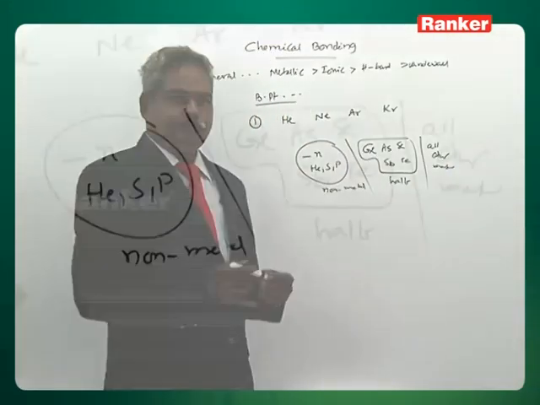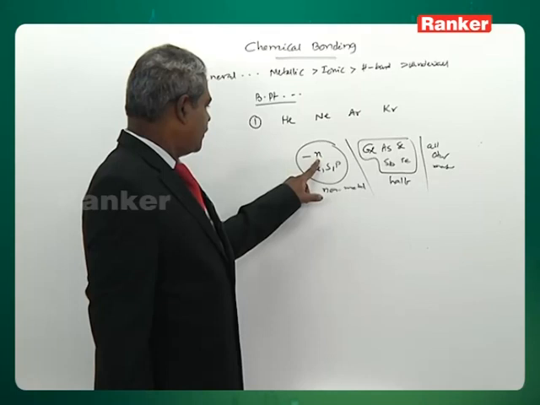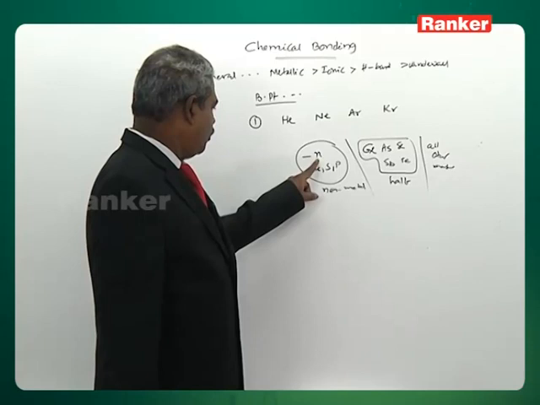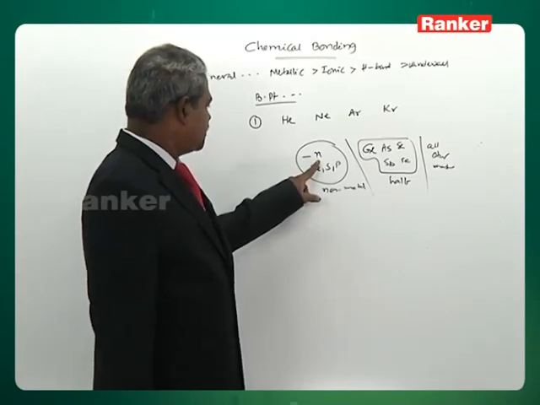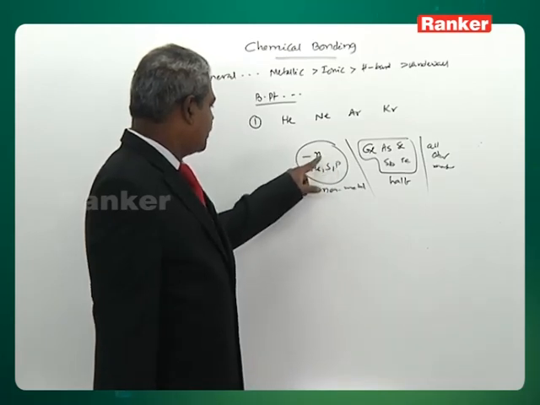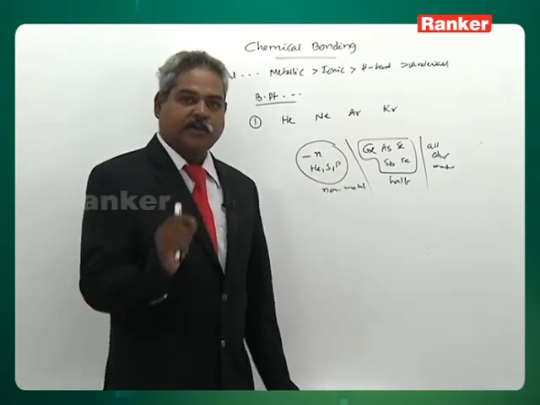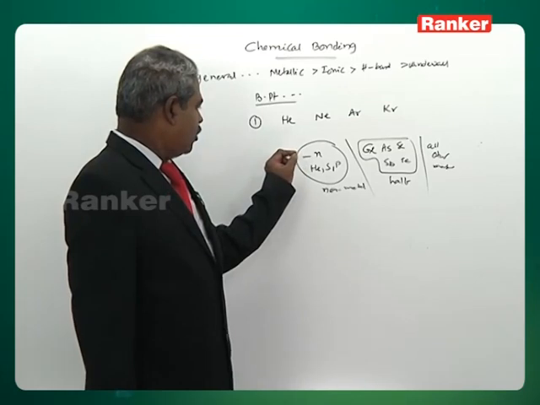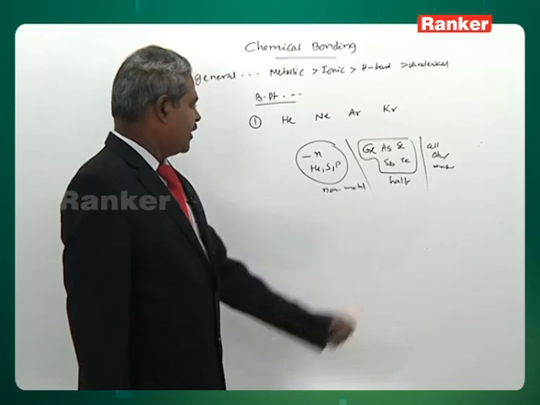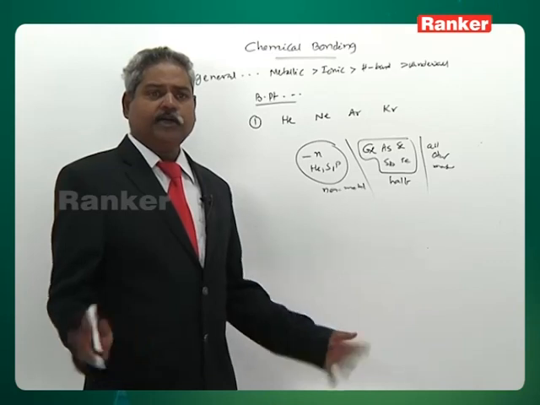Names ending in the sound N: helium, neon, argon, krypton, xenon, radon. All of them are ending in N. Fluorine, chlorine, bromine, iodine. Oxygen, sulfur. Nitrogen, phosphorus. Carbon, silicon, boron, hydrogen. Except these three, all non-metals have N. So, all non-metals, all names ending in the sound N, helium, sulfur, phosphorus are non-metals. Germanium, arsenic, antimony, selenium, tellurium, half metals, and all others are metals, as simple as that.